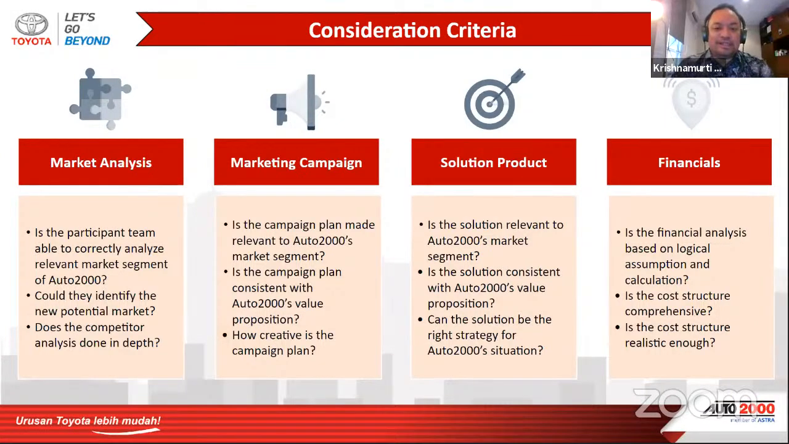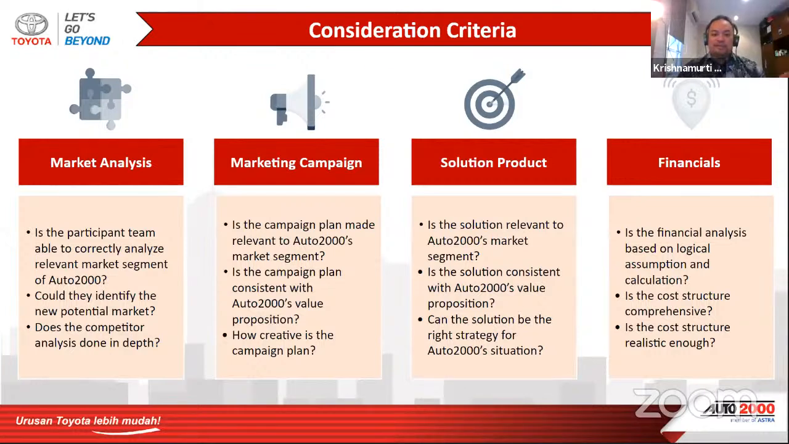Now, next part would be the solution product. This particular product, is it relevant to the Auto 2000 market segment? Is the solution consistent with the value proposition? It's like designing this particular product, this new thing that nobody ever thought of, that actually fits with the market segment, that would actually be relevant, that would appeal to this market segment, and particularly the target market. So not just the segments, but you go into detail into the target. Different segments, particular target, and then maybe you cater to specific types of individuals.